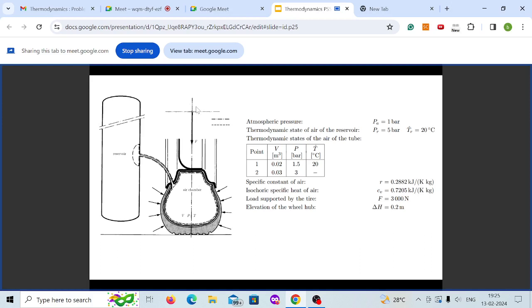This weight F is given as 3000 newtons, and on filling the air the tire is getting inflated, and the car, or the wheel hub, is getting lifted by 0.2 meters. You also have atmospheric air acting on the tire. They have given that atmospheric pressure is 1 bar and the reservoir pressure is 5 bar at 20 degrees Celsius. The initial volume is 0.02, and after filling in air the volume is 0.03 meter cube.